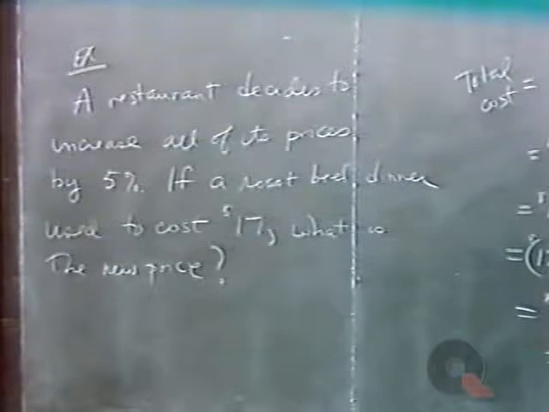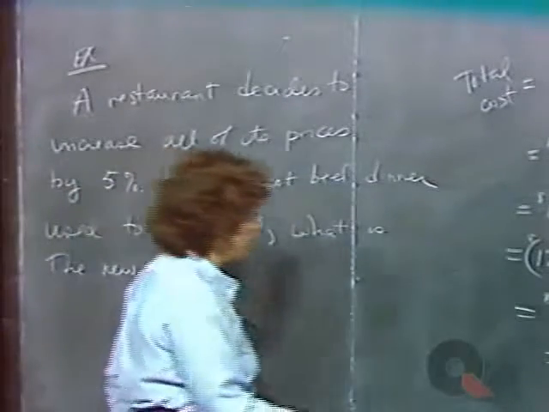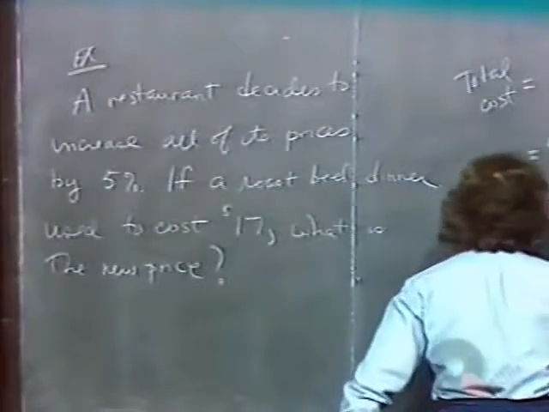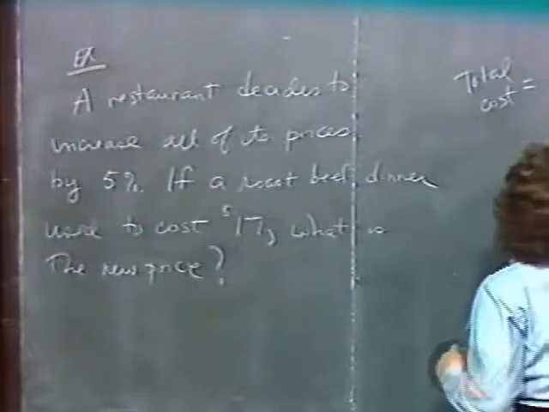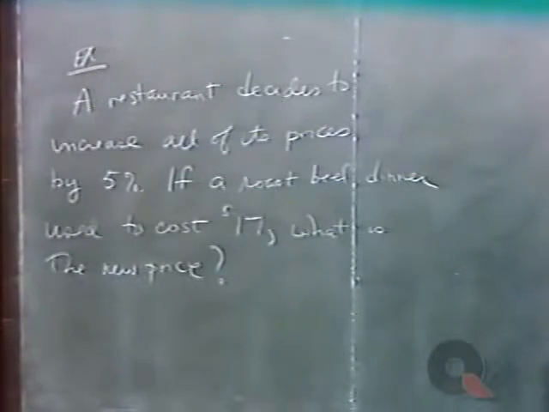A restaurant has decided to increase all of its prices by 5%. A roast beef dinner used to cost $17. It's now going to be 5% more. Okay, we want to find the new price of a roast beef dinner.